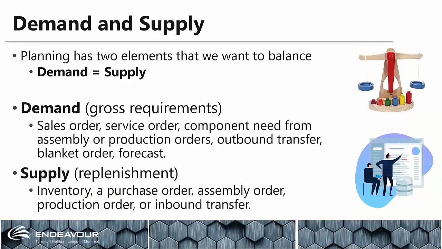Demand and supply. The planning in Business Central has two elements, the demand and supply. These two must be held in balance to ensure that the demand is met in a timely and cost-efficient manner. Demand is the common term used for any kind of gross requirements, such as sales orders, service orders, assembly orders, production orders, outbound transfer orders, or blanket sales orders, or the sales or the production forecast. The supply refers to any kind of replenishment, and that comes from inventory, obviously, if it's on hand, or purchase orders, assembly orders, or production orders, or inbound transfer orders.